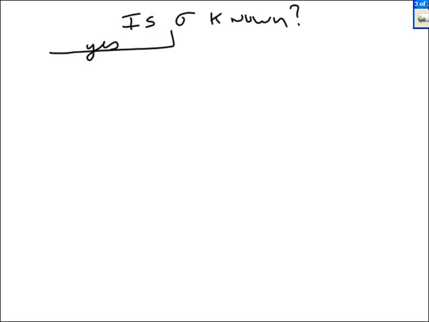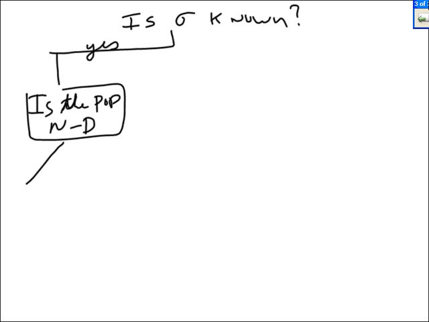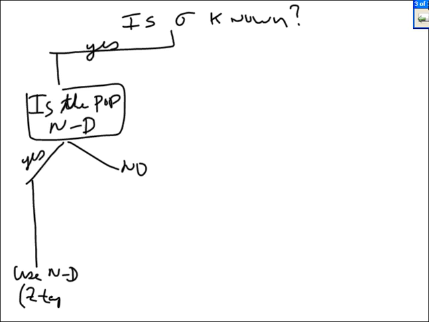If it turns out that it's yes, then you have a question to ask. Is the population normally distributed? Either you will say yes or you will say no. If you say yes, then you use normal distribution. That is the Z-table.